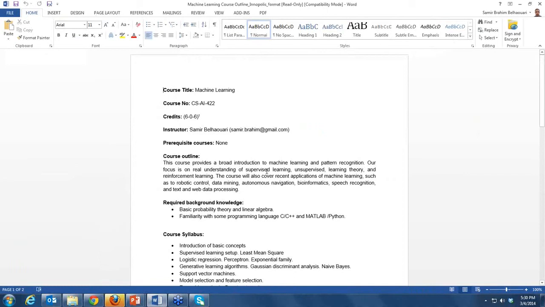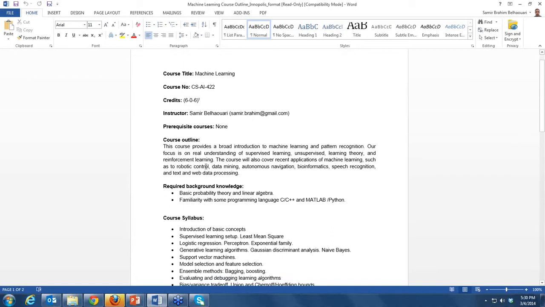To answer the questions here, I have the course description for machine learning, and here are all the requirements. The requirements background is basic probability theory and linear algebra 2, and being a little bit familiar with programming in C or C++ or any other language. It doesn't matter at all, or you can use MATLAB to make it easy for you.